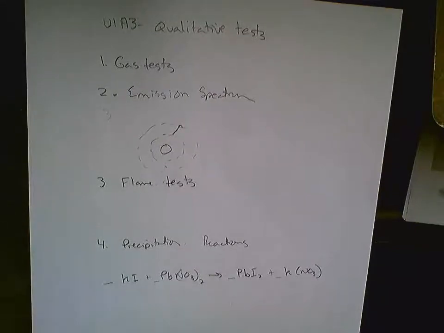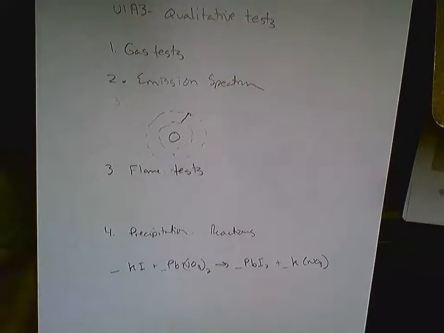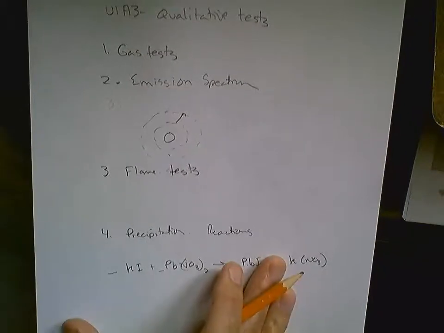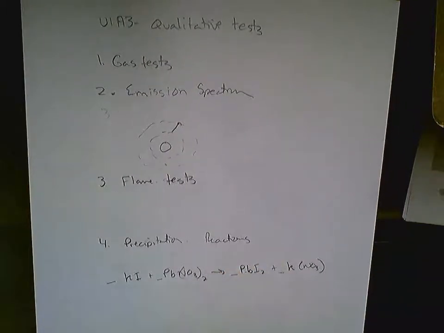Okay, U1A3 has a lot less information in it than U1A2. What we're looking at here are qualitative tests. Now, most tests in chemistry are quantitative, meaning we have actual numbers assigned to them. A qualitative test, you just see evidence that doesn't have an amount attached to it, and I'm basically just going to describe what it is that you have to take a look at here.